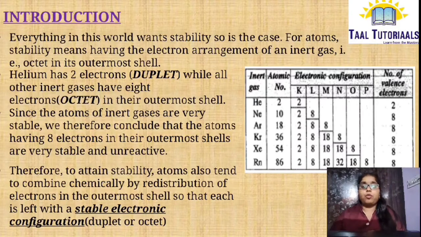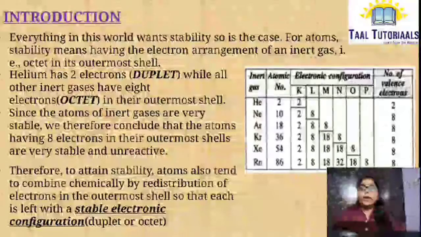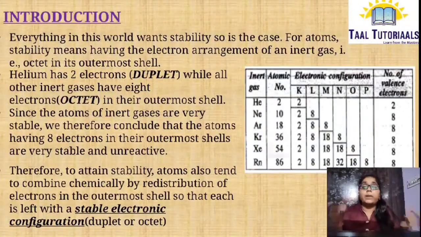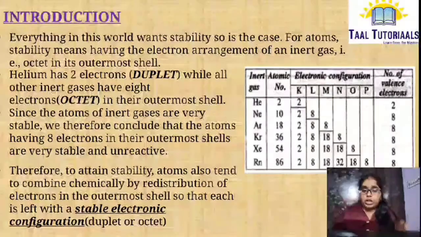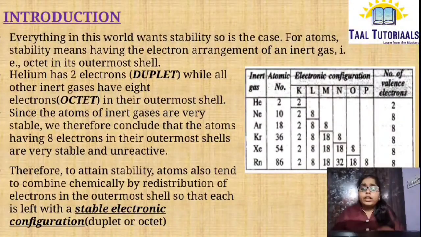Therefore, to attain stability, atoms also tend to combine chemically. So atoms combine chemically by the redistribution of electrons. There will be a sharing of electrons in the outermost shell so that each atom attains the stable electronic configuration. That may be duplet or octet. Duplet is 2 electrons in the outermost shell. Octet is 8 electrons in the outermost shell.